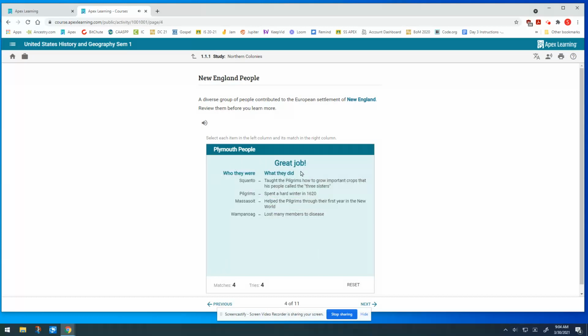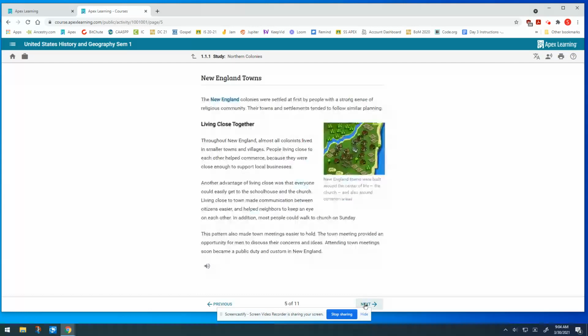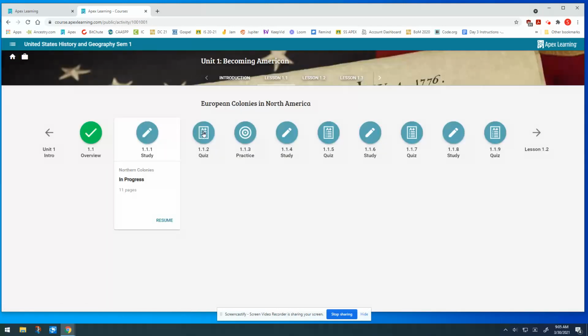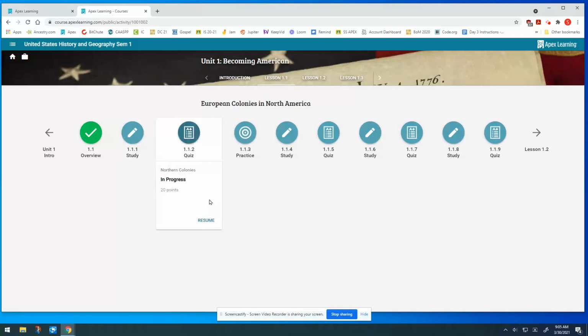And if you don't get an answer right, then it will work with you until you do get it, so that you will get all the information you need to pass the quiz. So you'll continue to go on through these particular 11 pages. So then we'll go back up, and now you're going to come to the quiz.